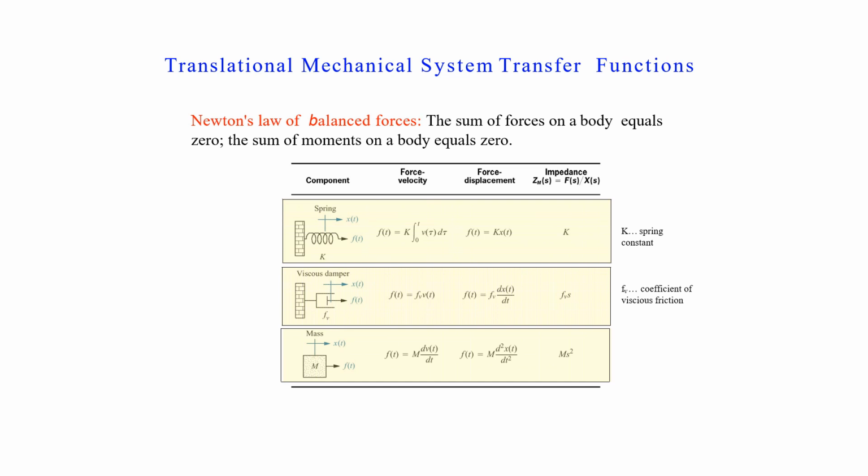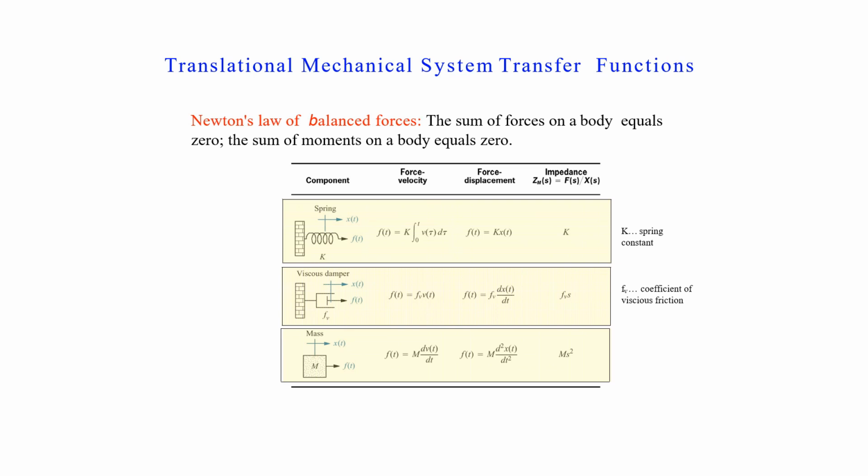The first one is the spring, the second one is the viscous damper, and the third one is the mass. These three components are actually analogous to their electrical counterparts. Two of them, the spring and the mass, are the energy storage elements, just like the inductor and capacitor in the electrical networks. And the viscous damper is the energy dissipative element, just like the resistor in the electrical networks.